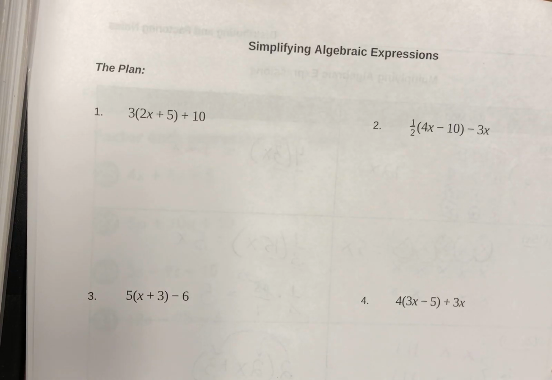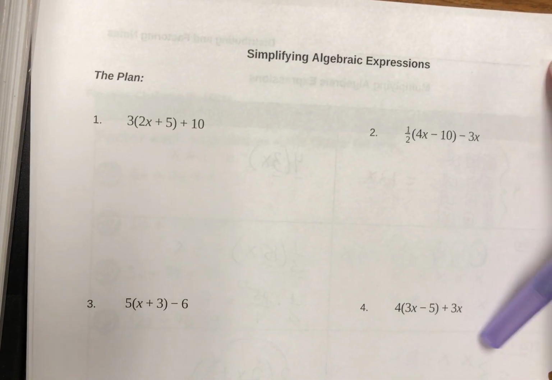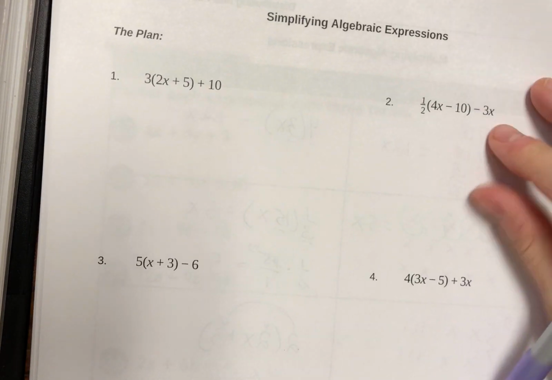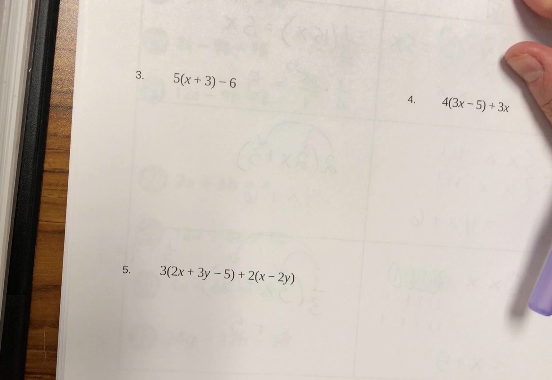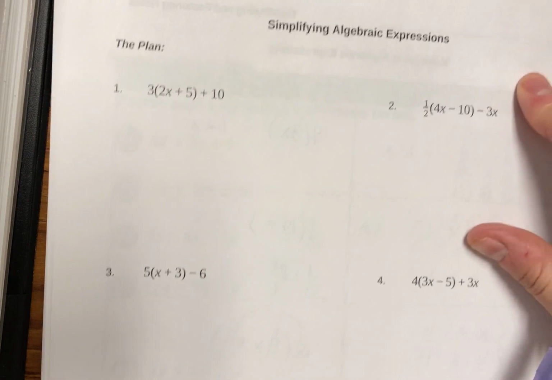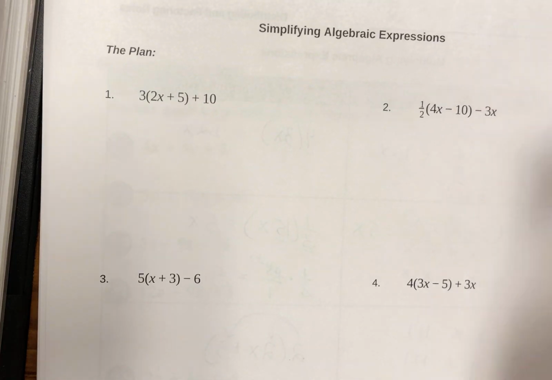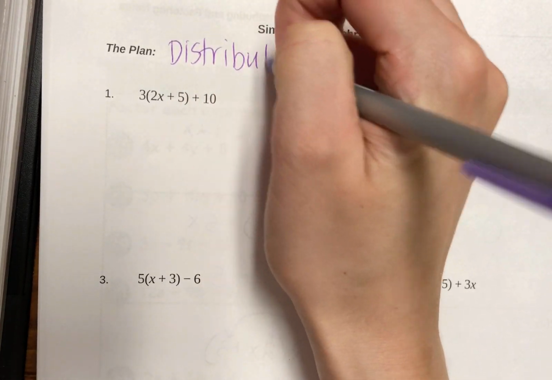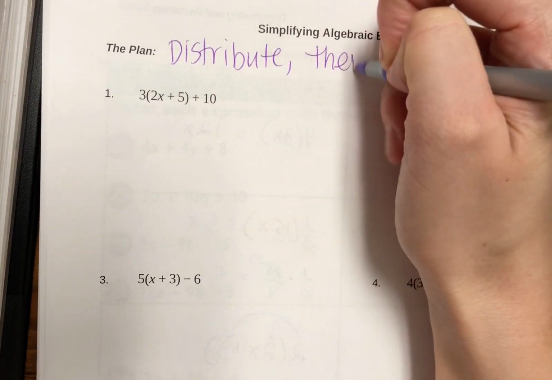If you flip onto the next page, you'll see that we're going to start simplifying some more complicated expressions than ones we've been working with. But our plan is going to be the same for all of these expressions, even though they range in difficulty down to something that looks crazy like this. Our plan is always to distribute if we can, then combine like terms.